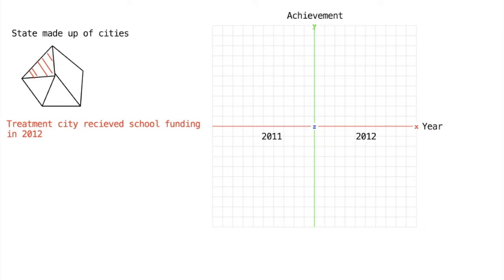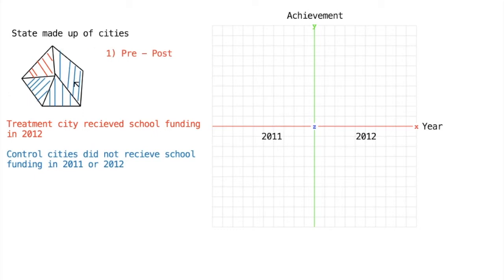I should also mention that the school funding was only provided to the city in 2012, but not in 2011. Now, the other 3 cities that are shaded in blue did not receive the school funding in either 2011 or 2012. So essentially, what this data environment gives us is 2 sources of treatment variation in the data that can help us learn the treatment effect. That is, the effect of the school funding on student achievement.